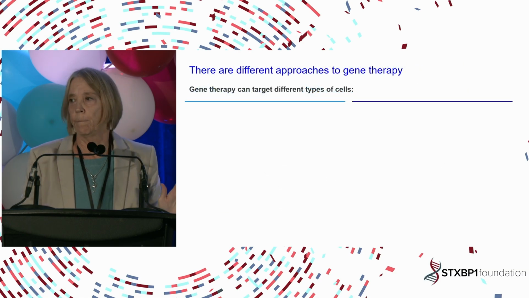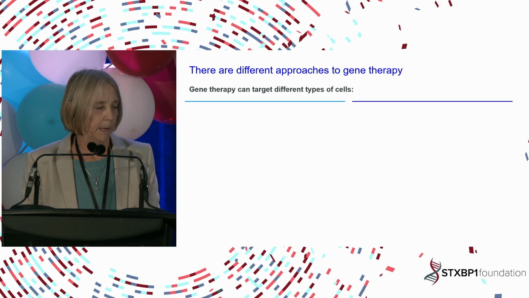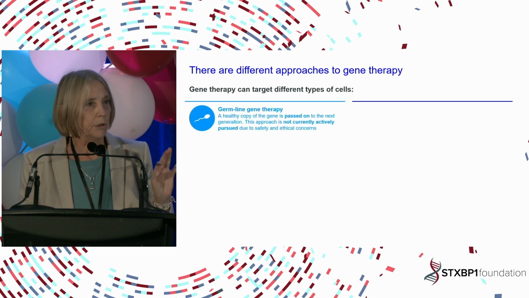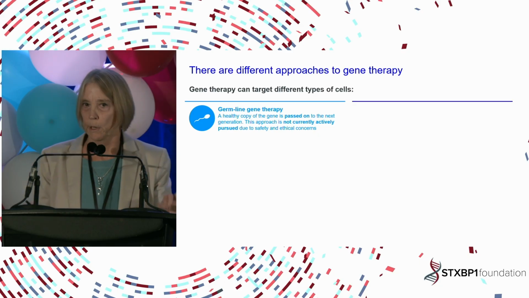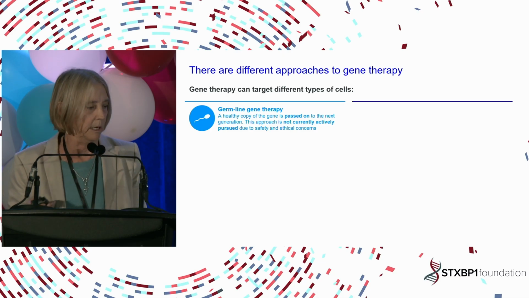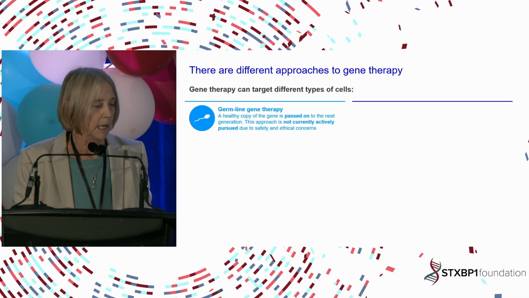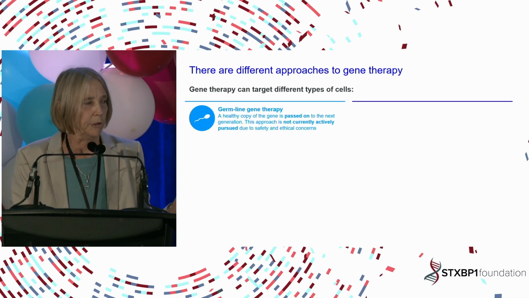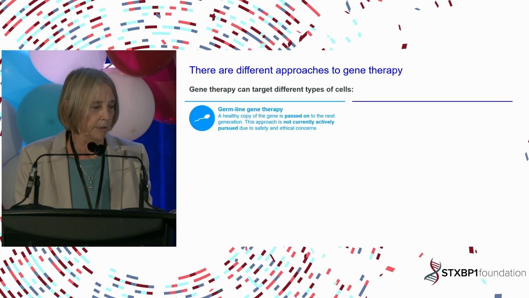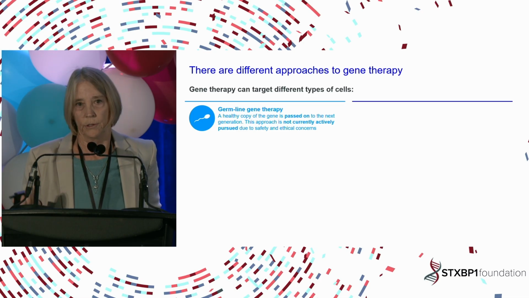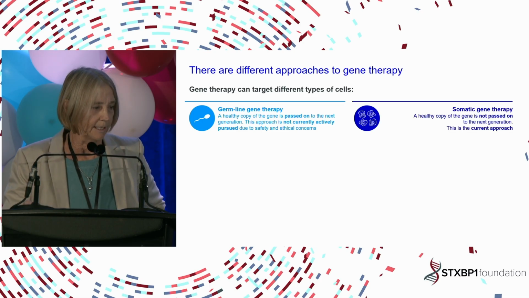There are different approaches to gene therapy. You can do germline gene therapy, which we do not do here in the United States, but you may have heard of germline gene therapy, which was done in China a few years ago. That's where that healthy copy of the gene that you inserted into the germ cells is passed along to the children. So we do not do germline gene therapy. It's also known as, for example, eugenics.